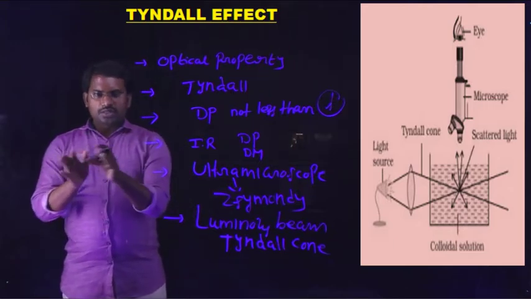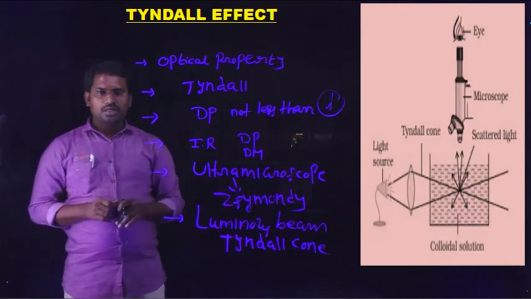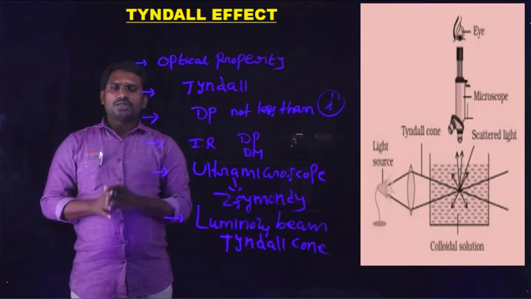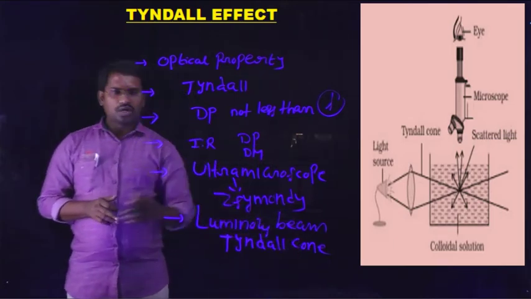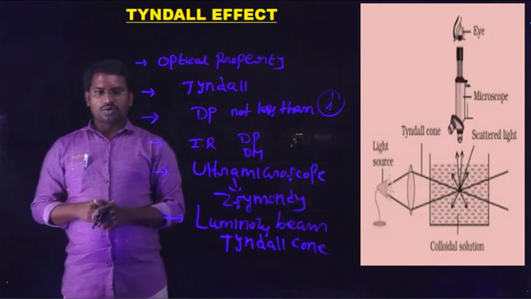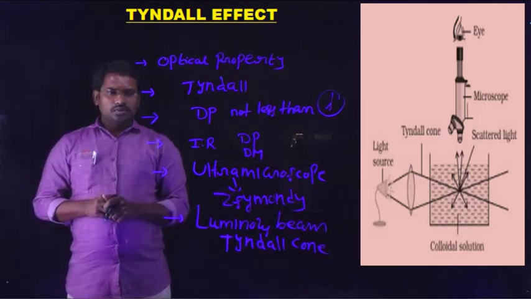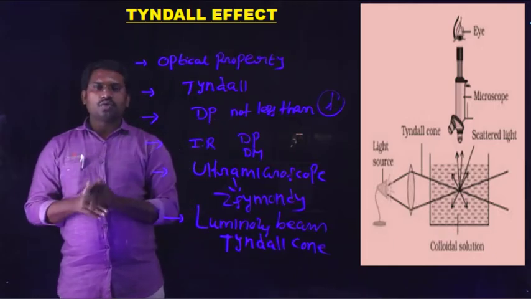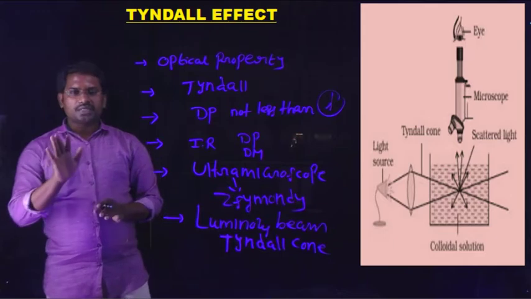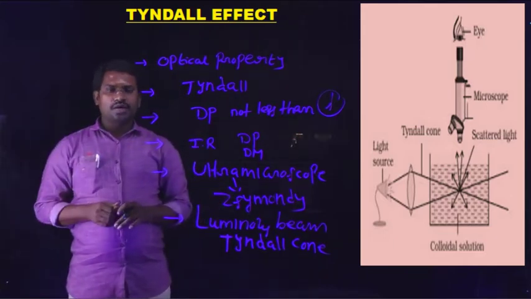When light passes through a colloidal solution, the light is scattered by the colloidal particles and the path of the light appears as a luminous beam. That path of the light appearing as a luminous beam is called the Tyndall cone. Another important thing is the ultra microscope gives information about the nature of the colloidal solution, but it does not give information about the size and shape of the colloidal particles.